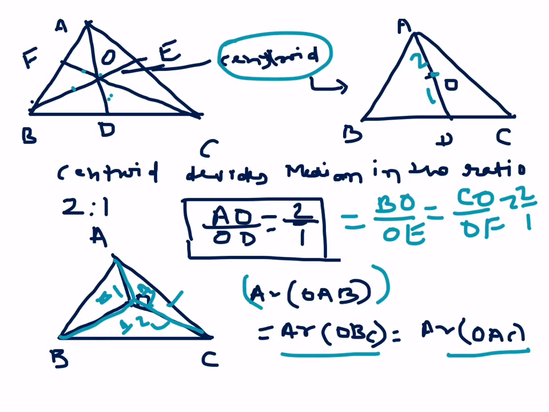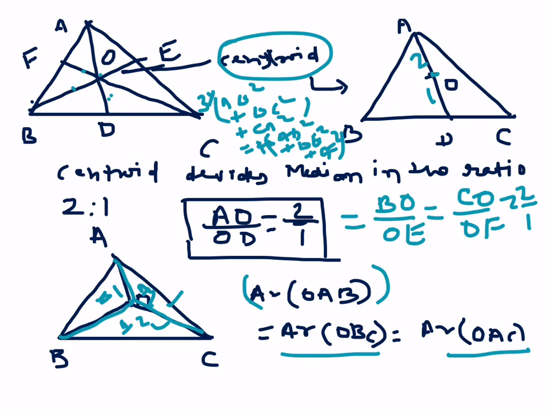Also a very important theorem on centroid or median is that there is a theorem which connects the lengths of medians to the lengths of sides. So if the sum of squares of the sides is AB square plus BC square plus CA square, and the sum of squares of medians is AD square plus BE square plus CF square, then what will happen? 4 into the sum of squares of the medians' lengths is equal to 3 into the sum of squares of the sides of the triangle. Very important, please remember this.